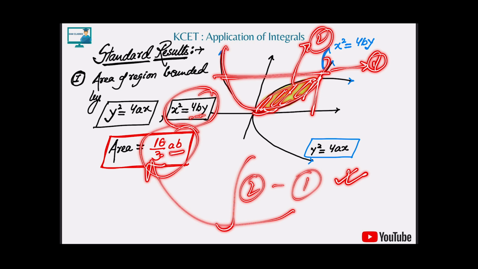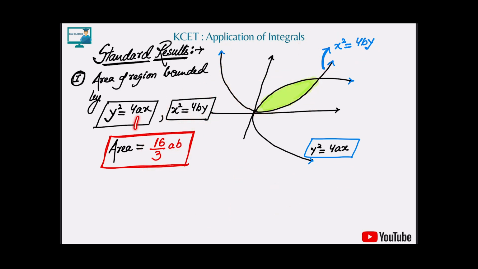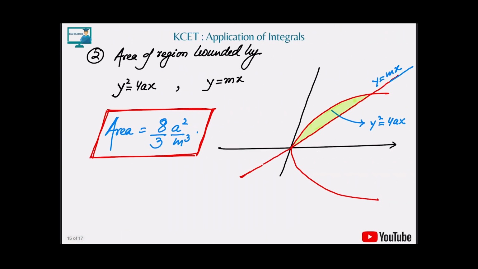Area is equal to 16 by 3 AB. So you need to understand what AB is properly, and you need to write it. Don't make mistakes in that. You have to bring the equation first into this form, then only you can apply this formula. A lot of students, without understanding any graph, whatever way it has been given, directly write 16 by 3 AB. That is wrong.